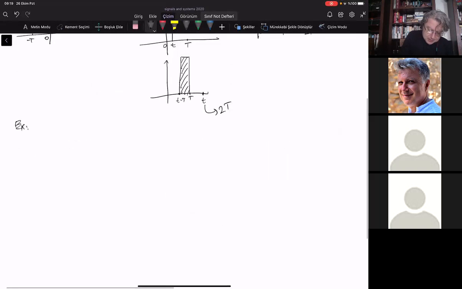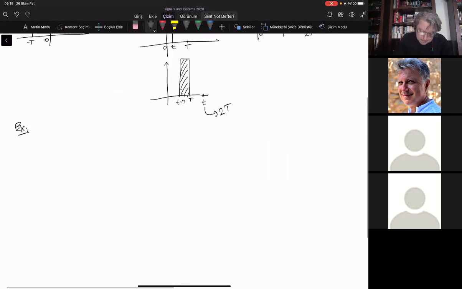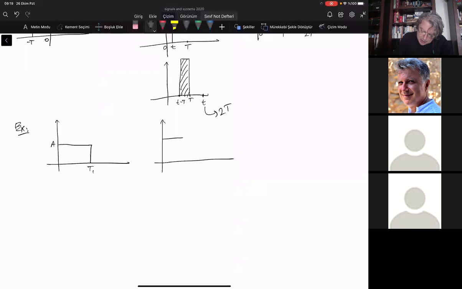If one of the boxes is shorter in time duration than the other one, let's say one goes up to capital T1, and the other goes up to capital T2, where due to the shape, it seems like T2 is less than T1. This is X1 of T. This is X2 of T. What does the convolution look like?